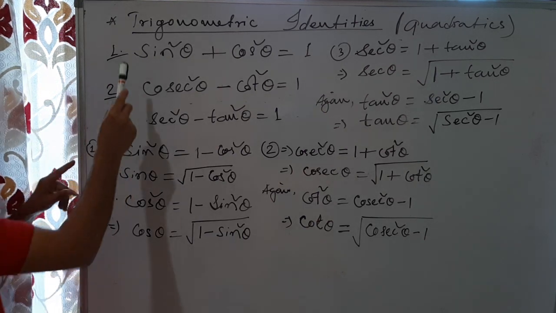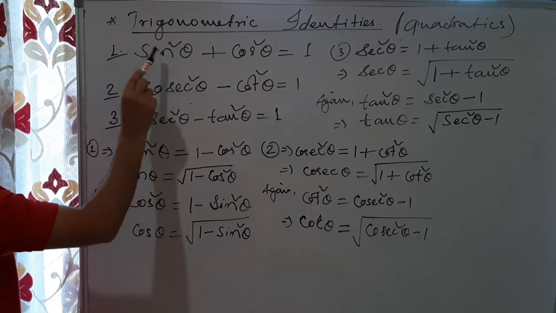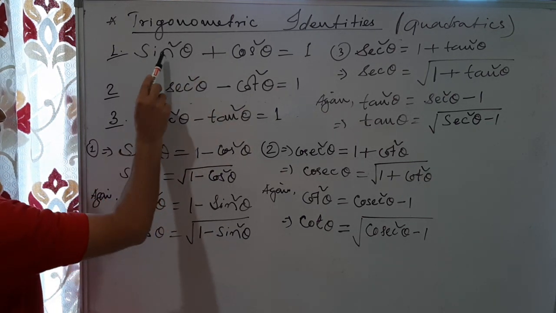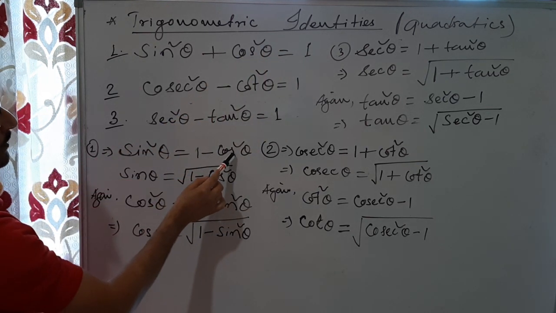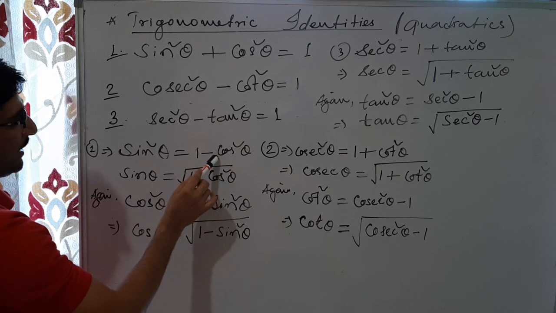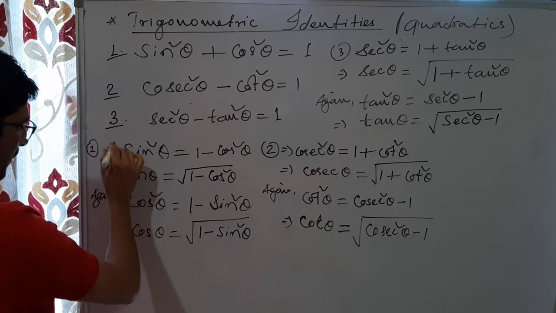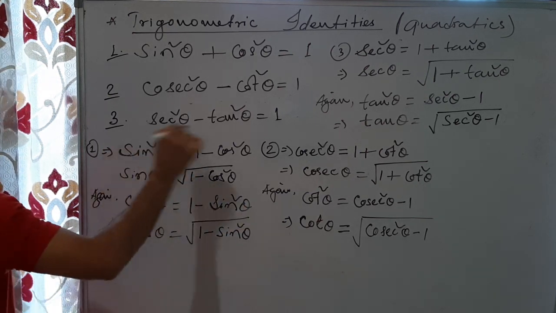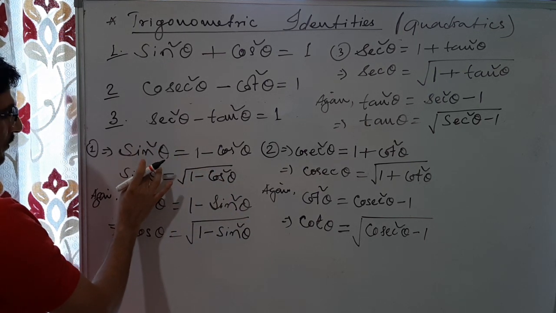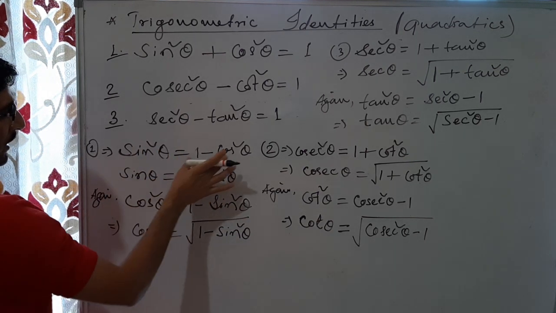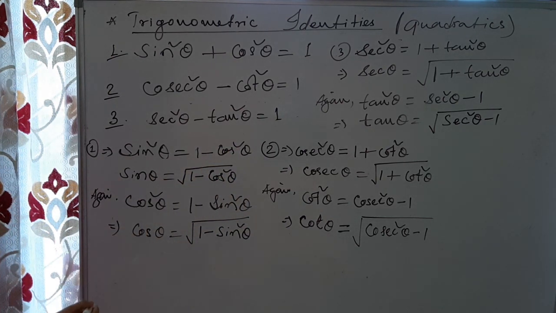That means what I am telling is, from the first, sin square theta plus cos square theta equal to 1, we are going to find sin theta in terms of cos theta. Then sin square theta equal to 1 minus cos square theta. Cos goes that side, becomes minus. Then if you remove the square, meaning you take square root on both sides, then this square will be removed. Then this is sin theta equal to square root of 1 minus cos square theta.